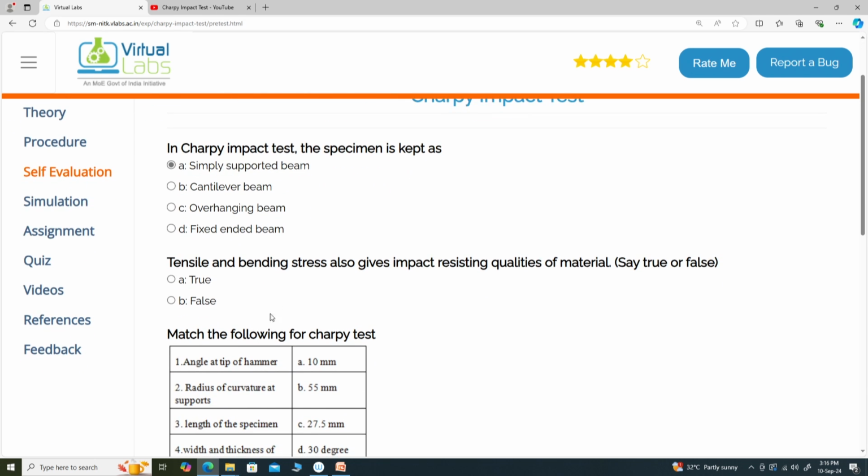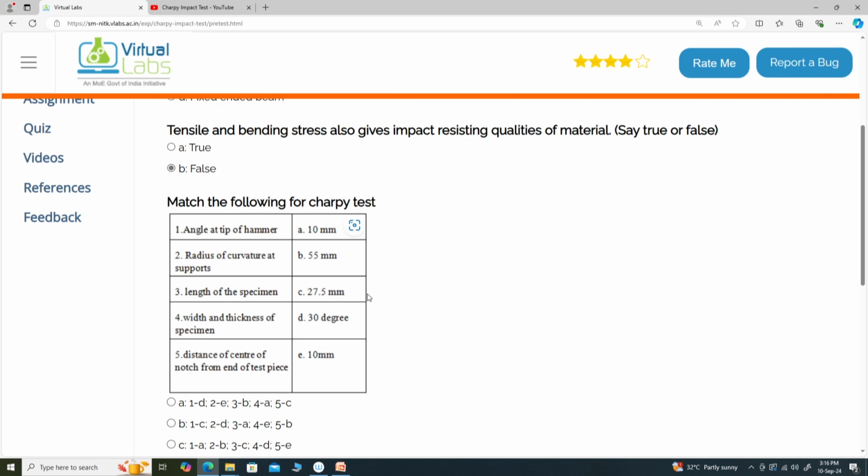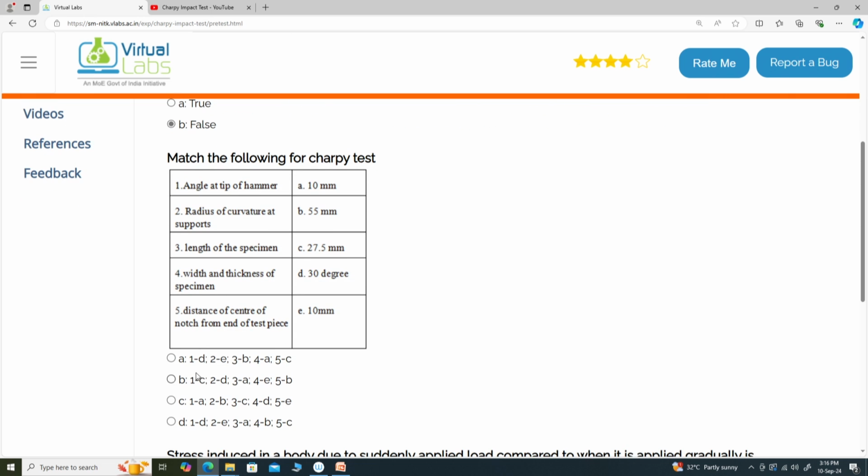Then, does tensile and bending stress also give impact resisting qualities of material? No, tensile and bending stress does not give the impact resisting properties. Match the following in the Charpy test. The angle at the tip of the hammer is 30 degrees, the angle has to be matched, one is D. So there are two options, A and D, which are showing, one is D.